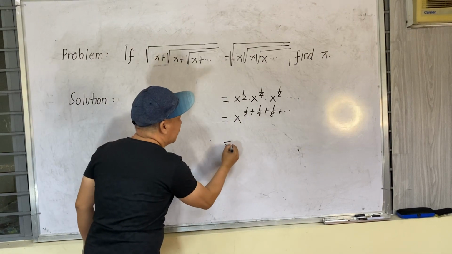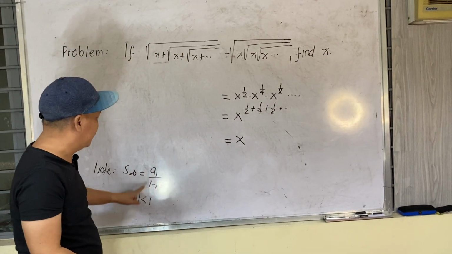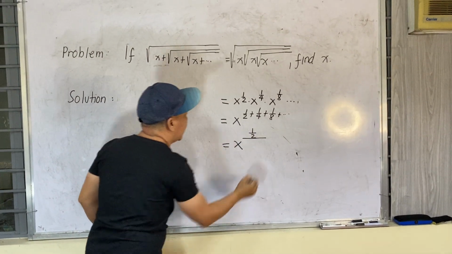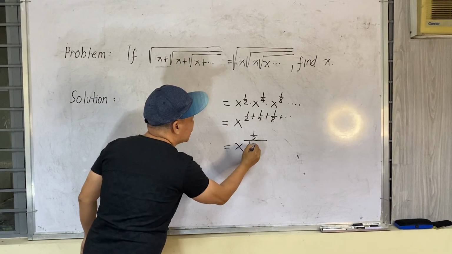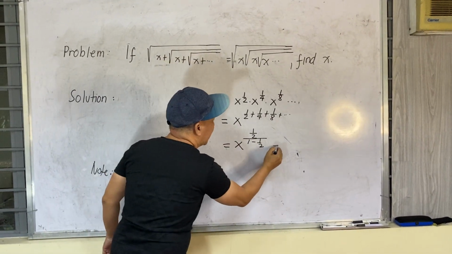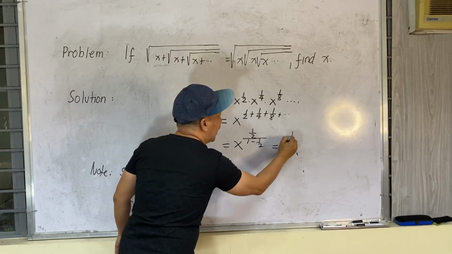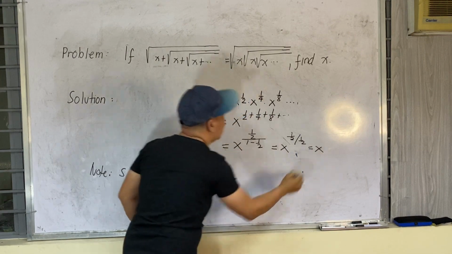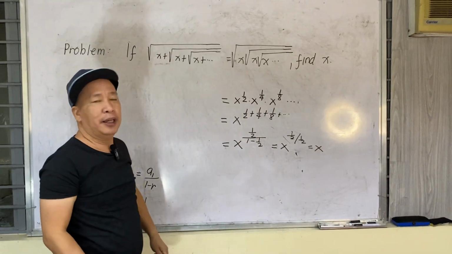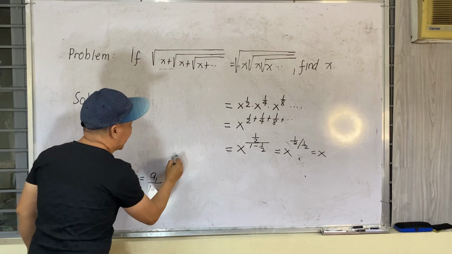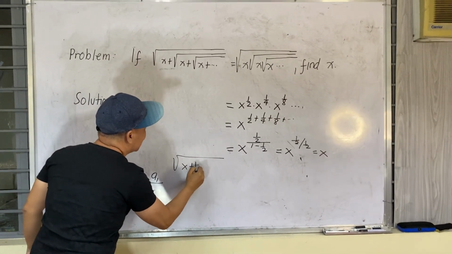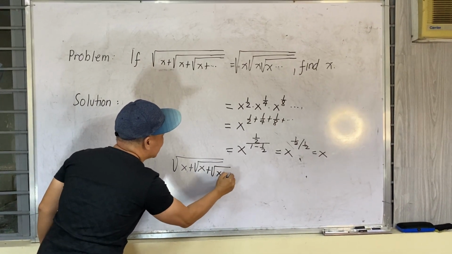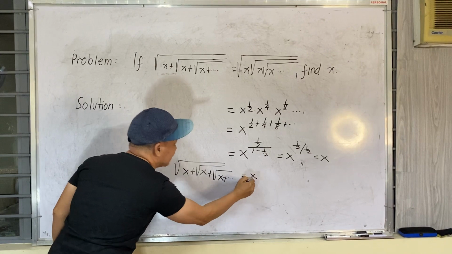Therefore, we can sum up the exponent using this formula, where the first term is 1/2 divided by 1 minus 1/2, and this gives us x raised to 1/2 divided by another 1/2, and the value of the right side is simply x. So on that sense, we can rewrite x plus the square root of x plus the square root of x plus and so on equal to x.